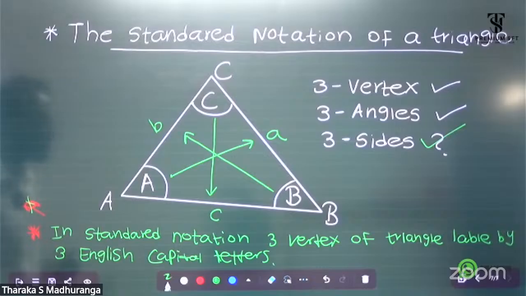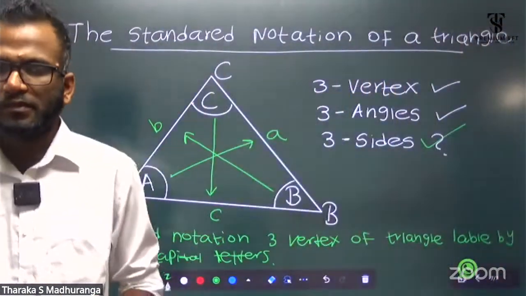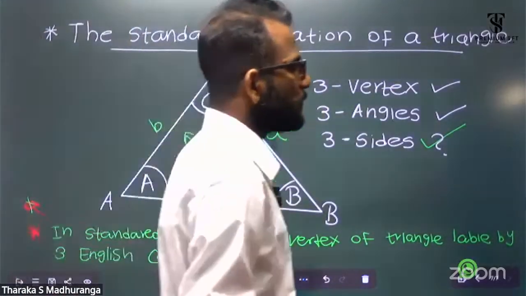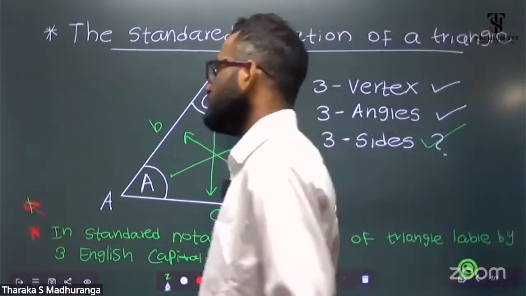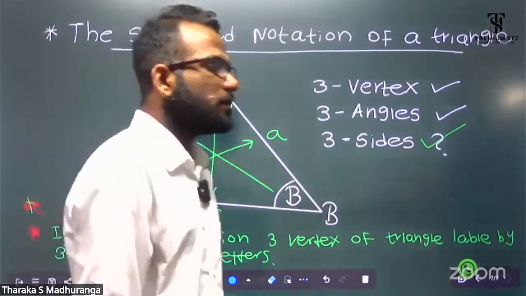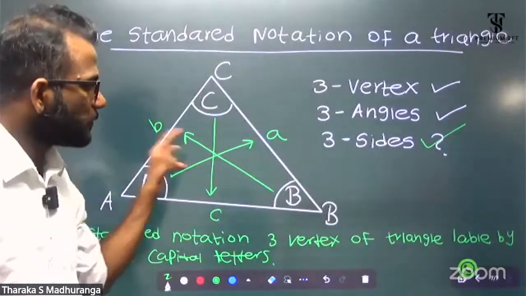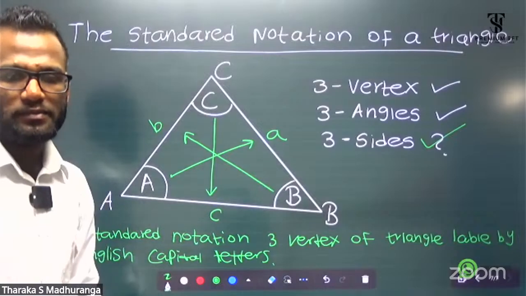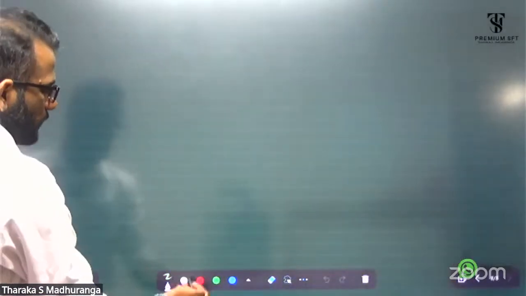Third star mark. Each side of the triangle is labeled by the opposite angle's simple letter. Labeled by the opposite angle, simple letter.